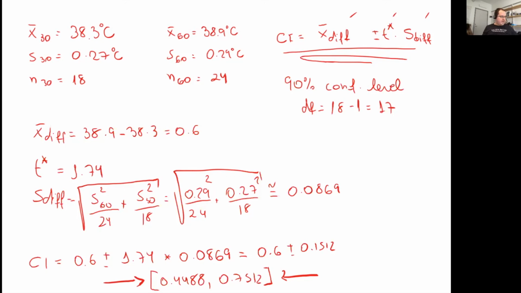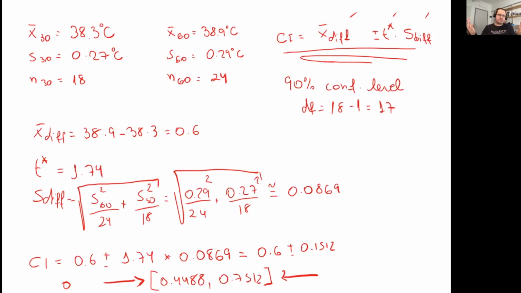But actually, there's one more thing that you can conclude from this, which is quite interesting, which is to say, look, the zero is not within this interval. Zero is somewhere over here, right? Zero is less than the lower end of my confidence interval. So I cannot say that zero is within my confidence interval. So basically, I can say I'm 90% confident that these temperatures are not the same.